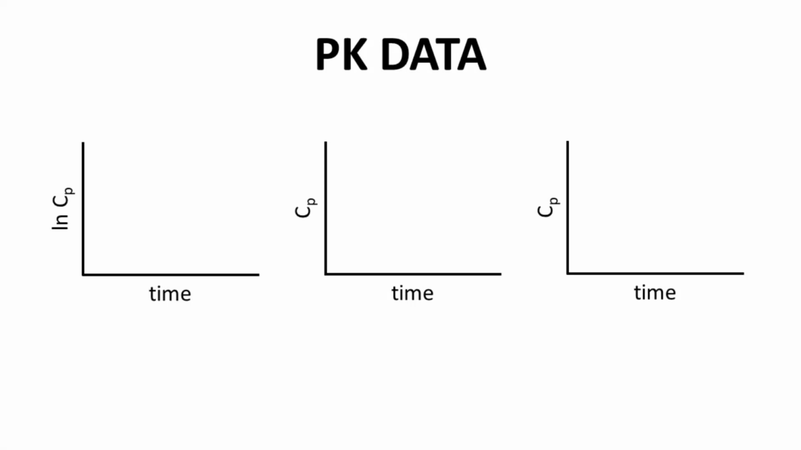The PK data collected in these in vivo studies look like any other PK data. The IV data can be plotted as natural log, CP versus time, and the slope of the resulting line is the negative of the elimination rate constant of the compound. Knowing KEL allows direct calculation of the compound's half-life.